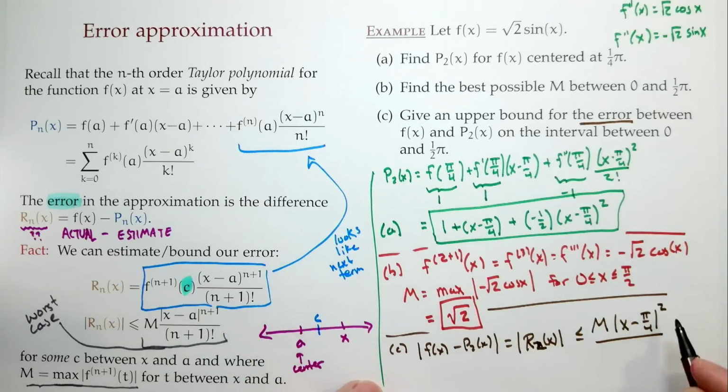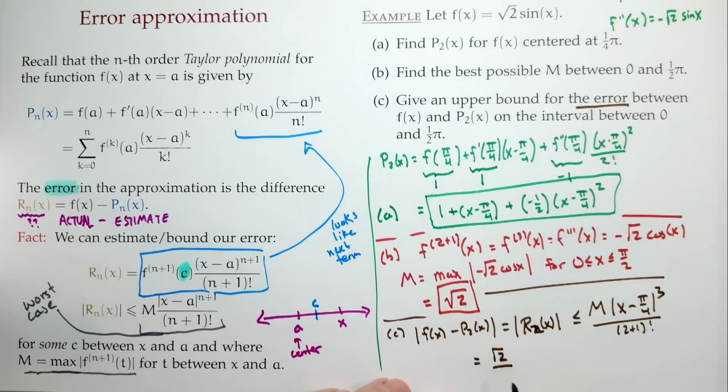2 plus 1 is 3. There we go. No one will ever know that I made that mistake. And downstairs, 2 plus 1 factorial, which is really 3 factorial. So, what do we get? Well, we know what M is. M is the max, so that's root 2. So that's equal to root 2. 3 factorial is, I'm going to move this up a little bit so we can see the bottom, 6. And then we get x minus pi over 4 cubed.